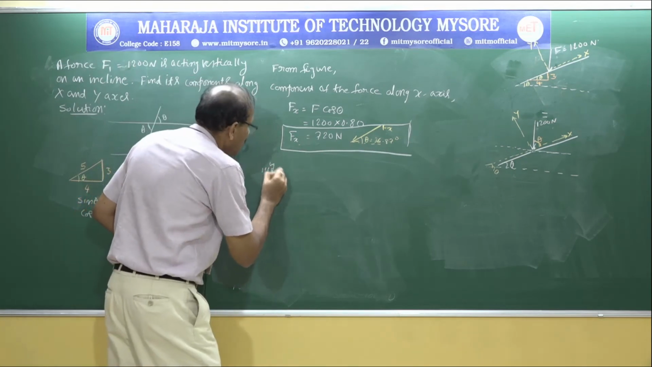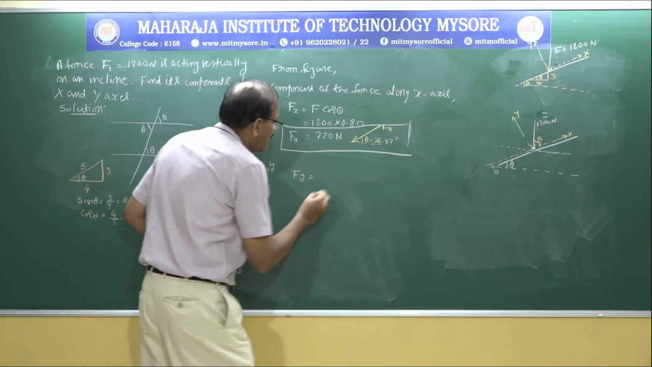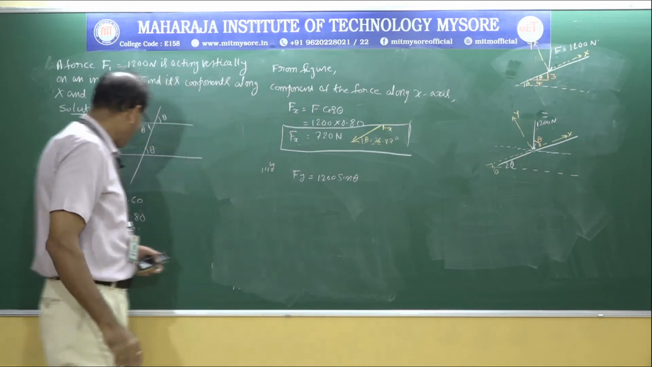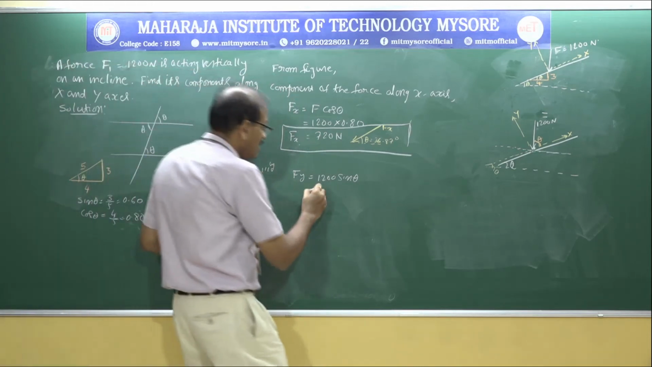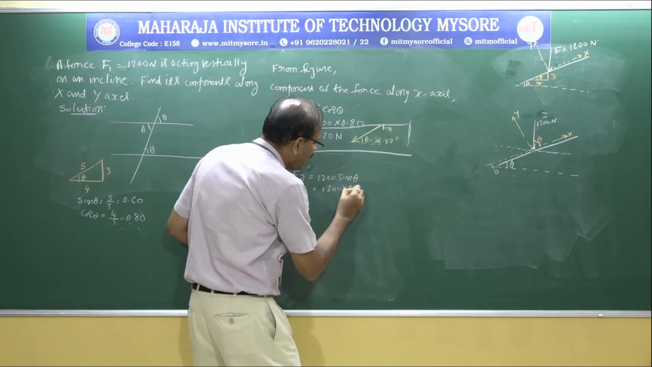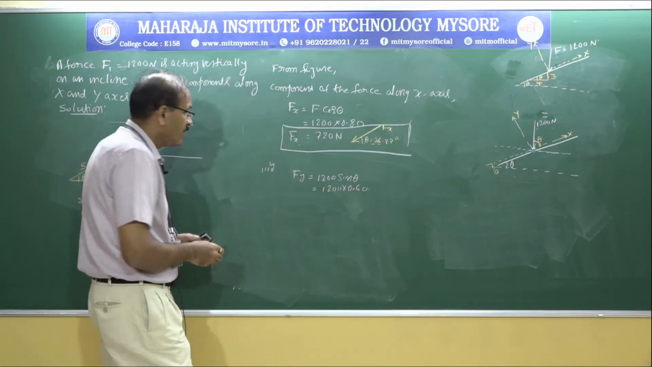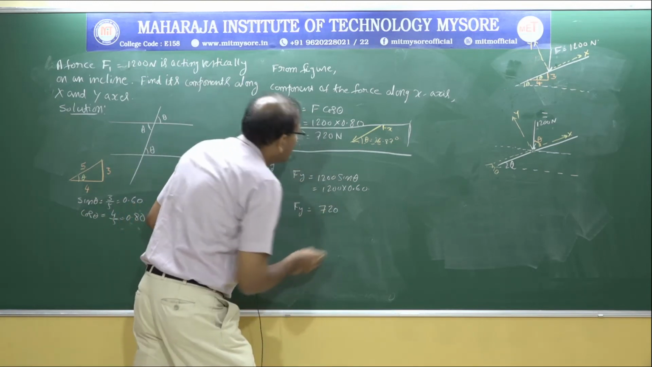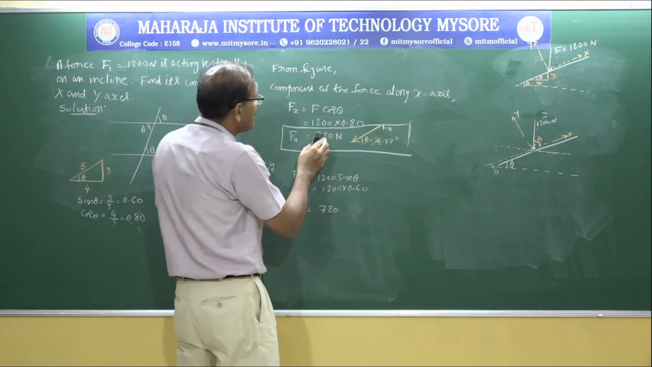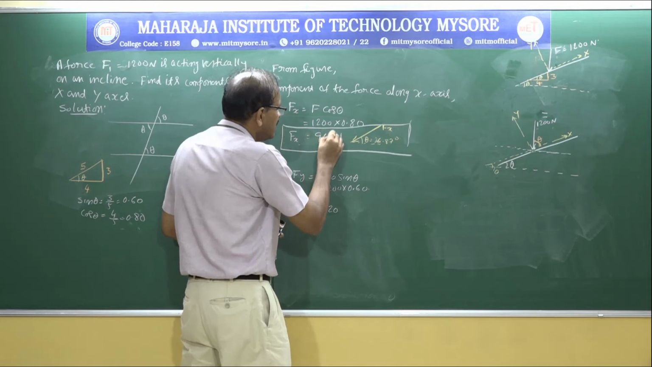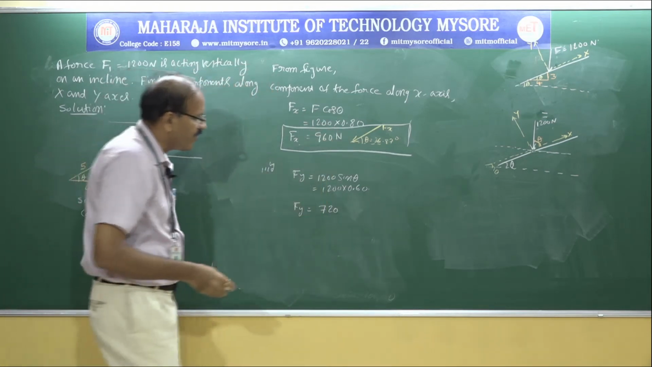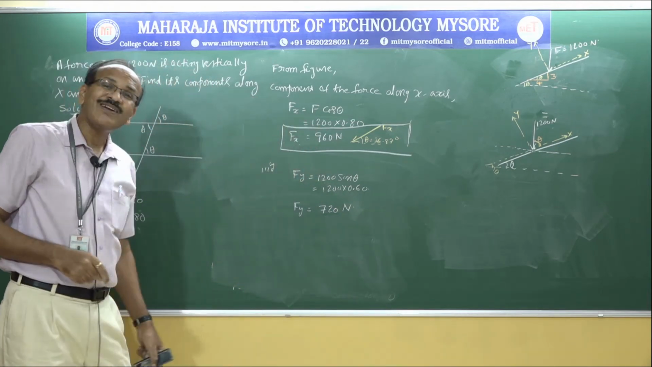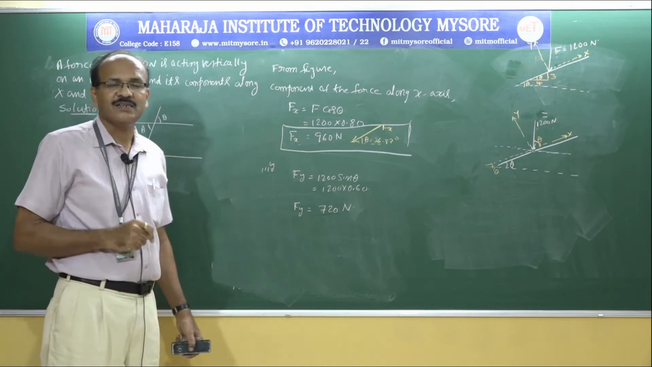Similarly, Fy equals 1200 sine of angle theta. What is sine theta? It is 0.6. That is 1200 times 0.60, and Fy equals 960 Newton. This is 960, not 720. The 720 Newton was for Fx. Okay, what is the angle at which it is acting?